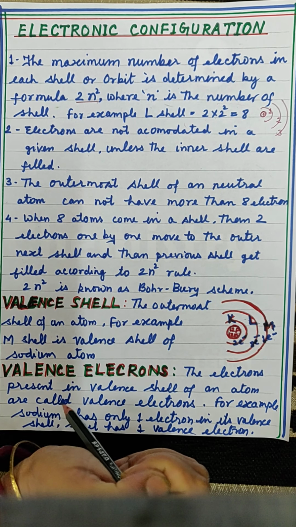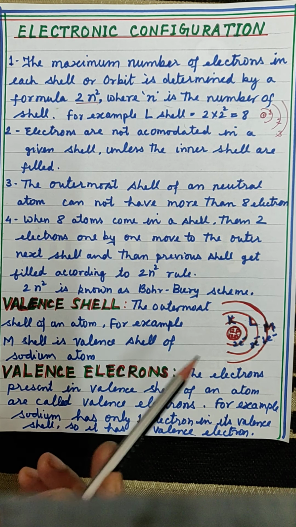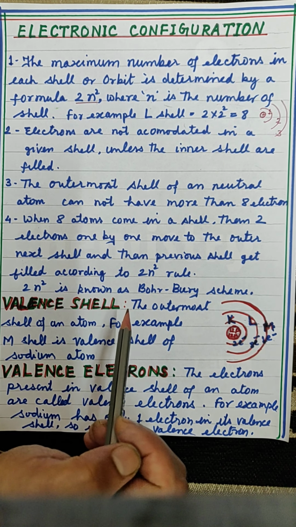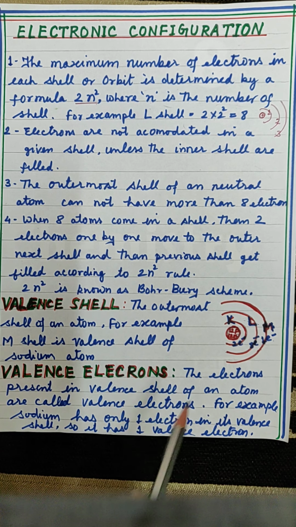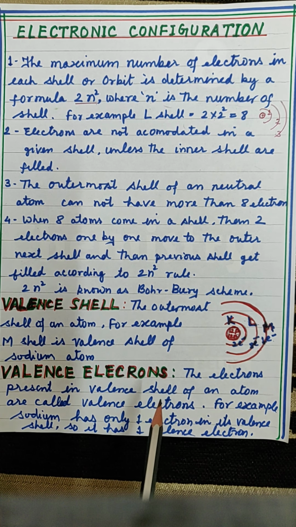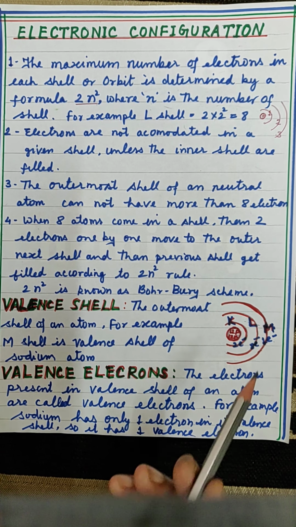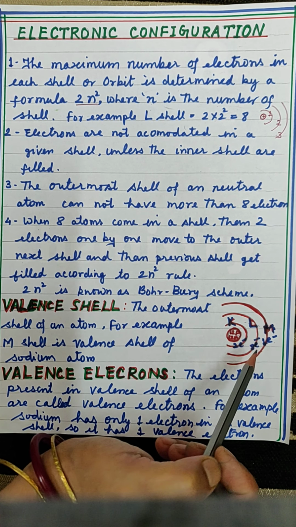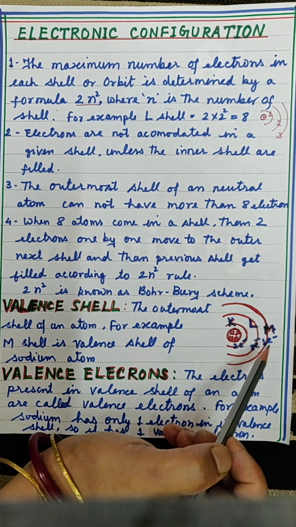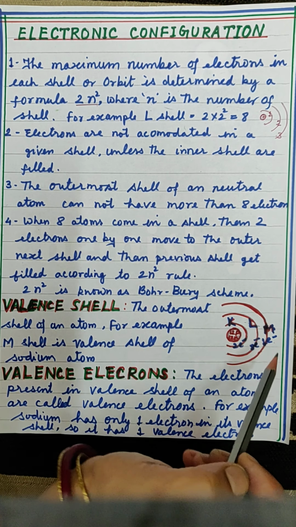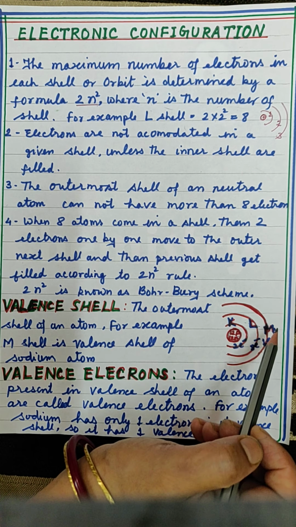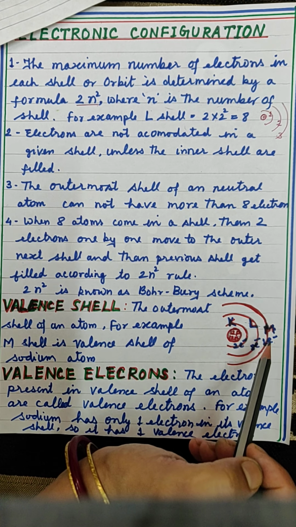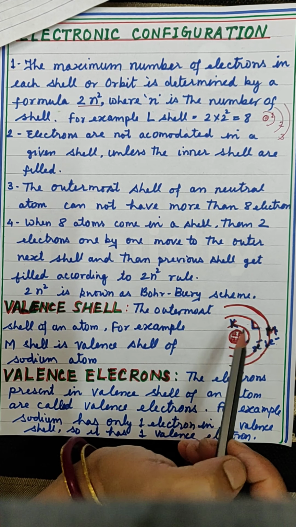Two more terms you already know. You are taught that the outermost shell of any atom is said to be the valence shell, and the electrons present in that shell are said to be valence electrons. For example, look at the sodium atom. It has 2 electrons in the first orbit, 8 in the second orbit, and 1 in the third orbit. So for the sodium atom, the third orbit or M shell is the valence shell, and the 1 electron present in the valence shell is the valence electron.